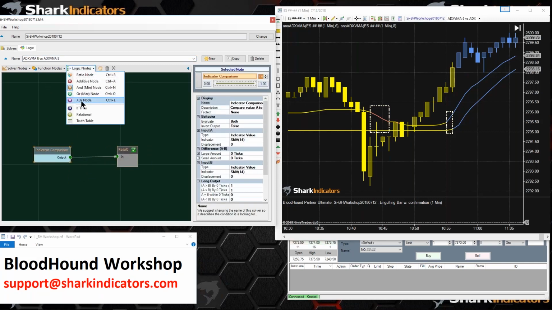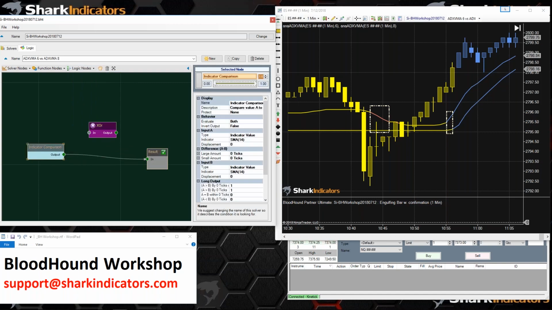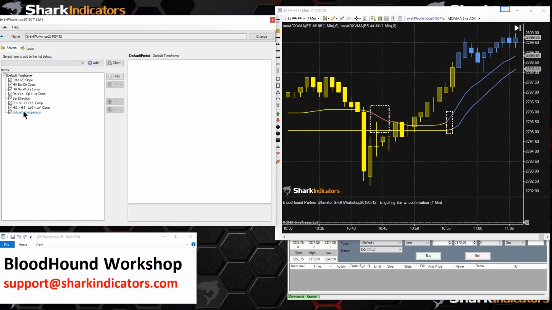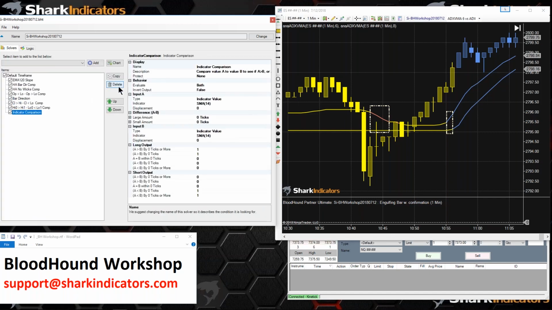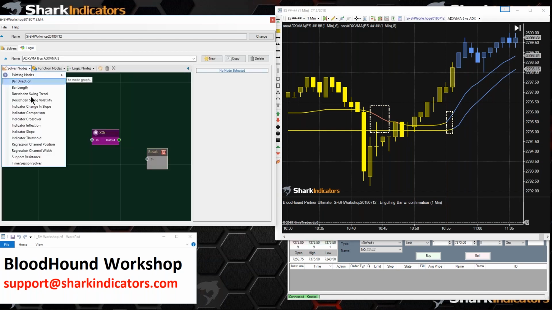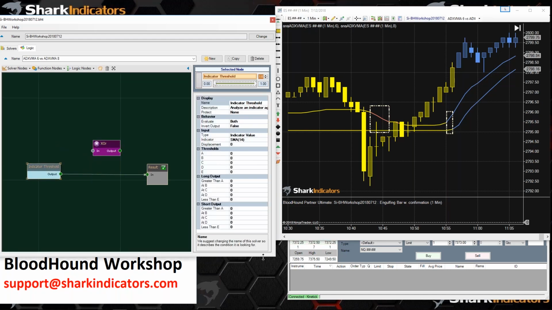Actually, let's see. No, I think this might be a case for the XOR. The XOR doesn't get used all that often. So let me back up a moment here. I'm going to get rid of that comparison solver, and instead I'm going to use the threshold solver. I'll show you why in just a minute. So let's open that up.